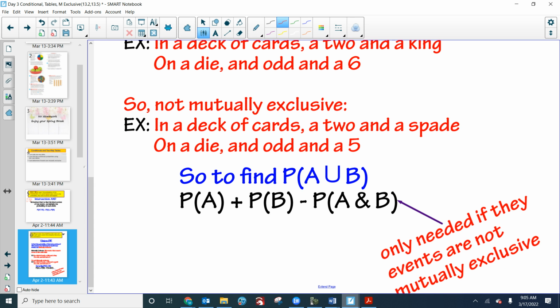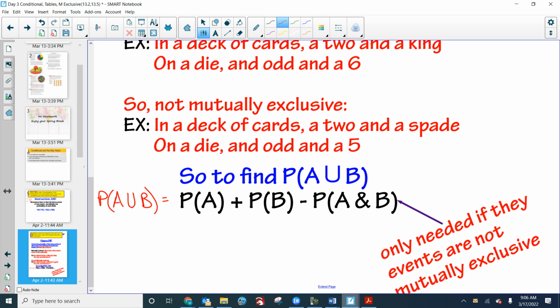Now, not mutually exclusive. In a deck of cards, a 2 and a spade. On a die, an odd and a 5. Those are examples of not mutually exclusive. All right, so here is your OR probability. This is very important that you know this. P of A or B is P of A plus P of B minus P of A and B.